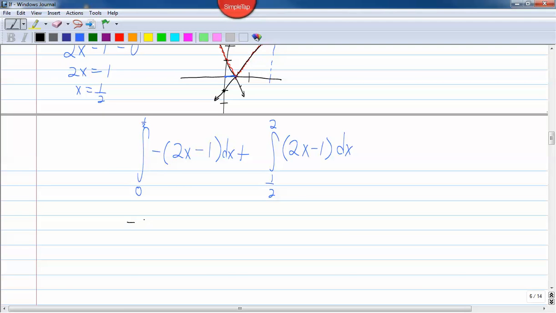So that's going to be the negative of the integral of 2x. It's going to be x squared divided by 2. So that's just x squared. What's the integral of negative 1? Negative x, right? Because the derivative of x is 1. So the integral of 1 is x. Alright, and I'm evaluating that from 0 to 1/2 plus this integral right here. So that's going to be what? x squared minus x. And I'm evaluating that from 1/2 to 2.